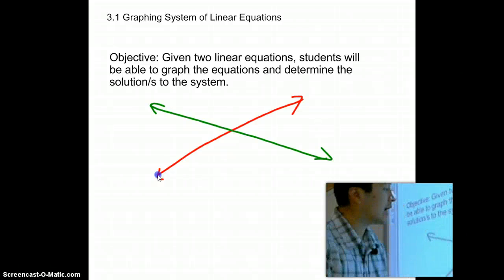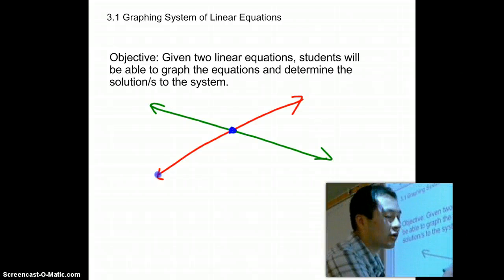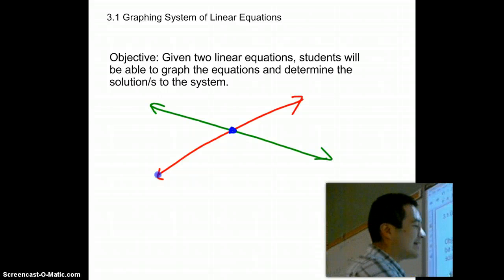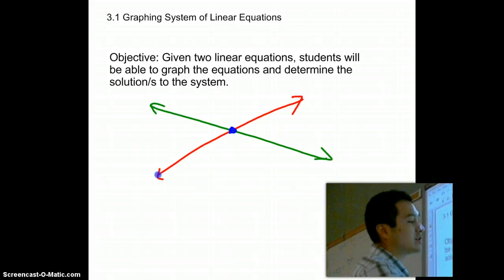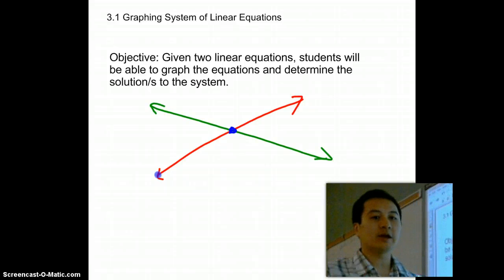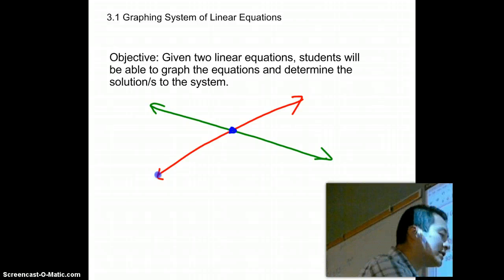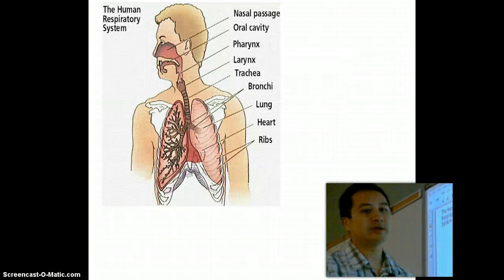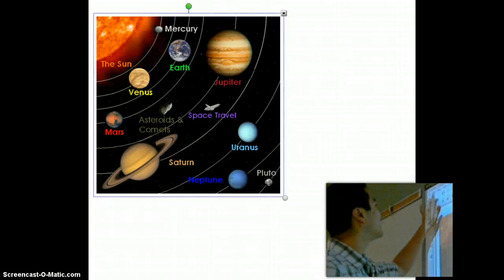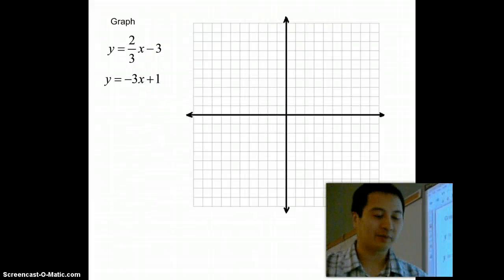Take a look. Our goal is to find the point where they cross. This point where they cross is the solution for the green line and also the solution for the red line, so it's the solution for both equations. That's our goal today, to find out where they intersect. Let's do an example together.